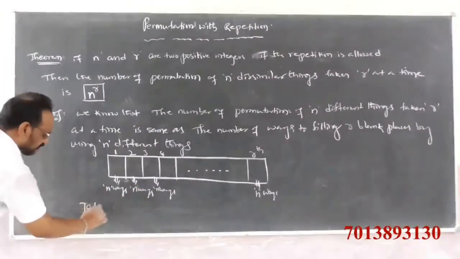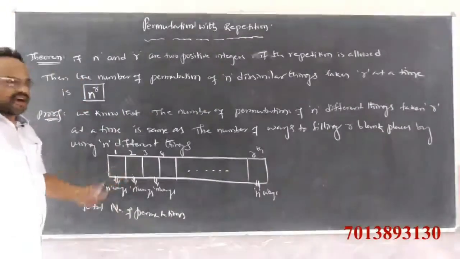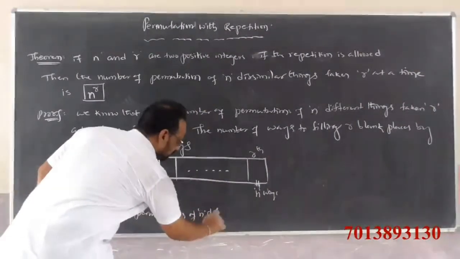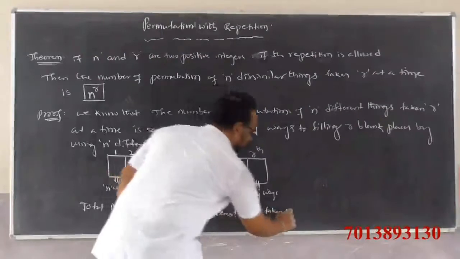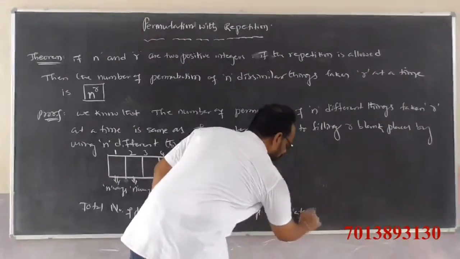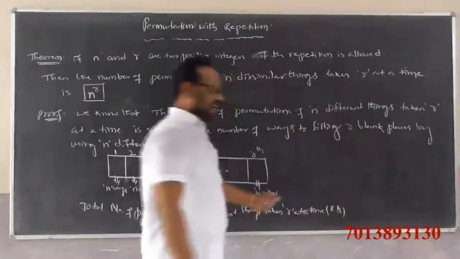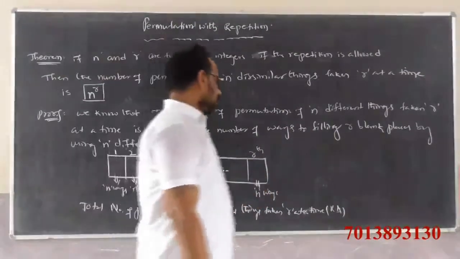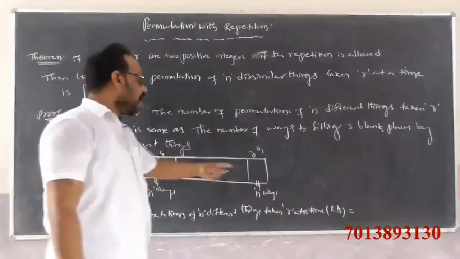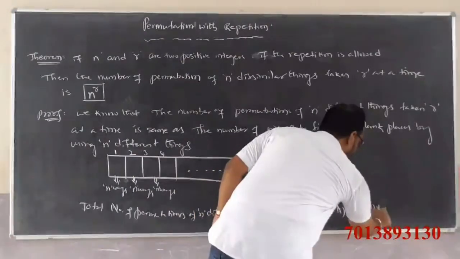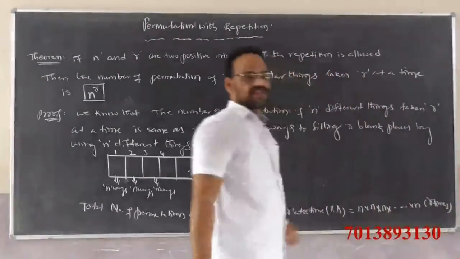total number of ways, total number of permutations of n distinct things, n different things taken r at a time, where repetition is allowed. By using the fundamental principle of counting, it is n into n ways, so n into n and so on into n. How many times? Clearly r times. We have r blank places, so r times.